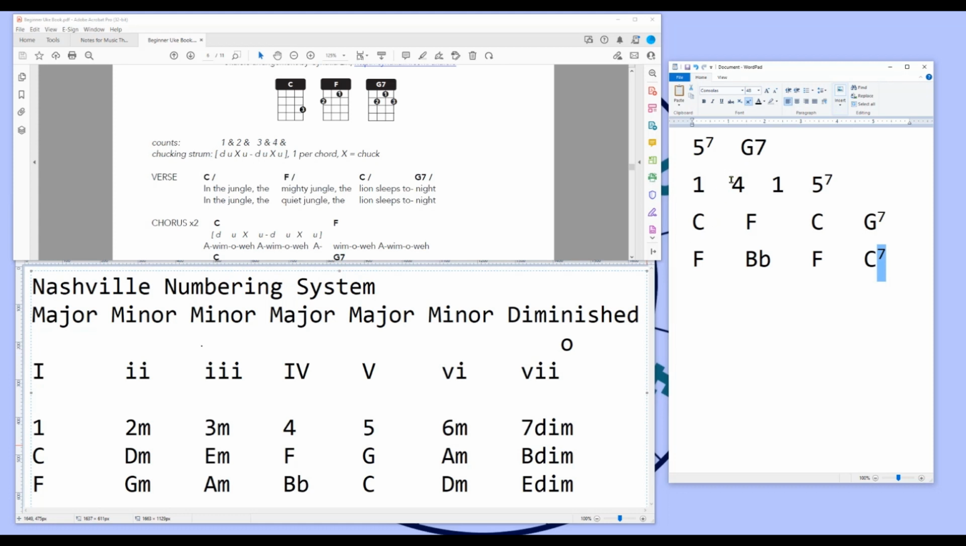Okay, that's better. Line that up. Okay, so that's what's going on.